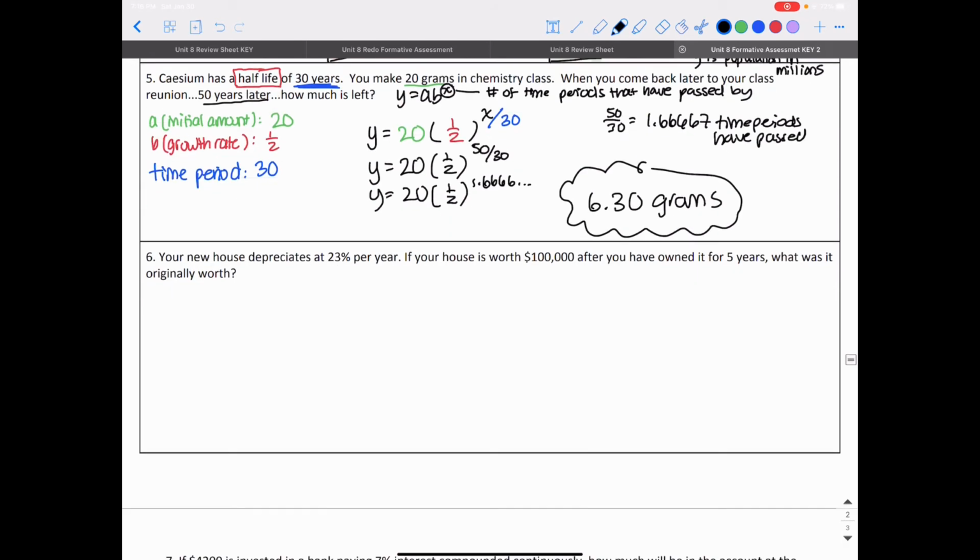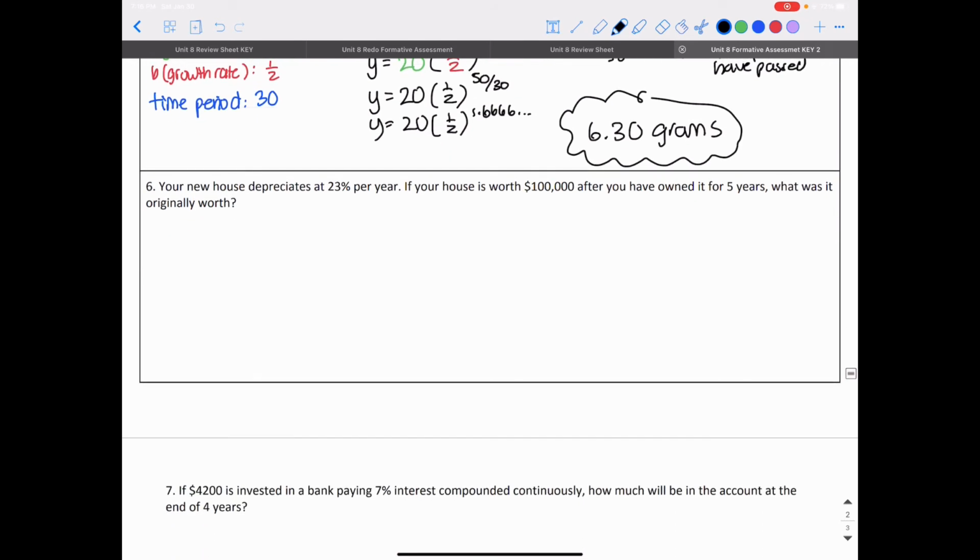For number 6, your new house depreciates at 23% per year. If your house is worth $100,000 after you've owned it for 5 years, what was it originally worth? What's important here, first of all, I know that this is money, but I'm not using compound interest. I don't see the word compounded. I'm not talking about a bank account giving me interest. And I'm also depreciating. That doesn't happen for compound interest. So I'm using the formula again, y is equal to a times b to the x power.